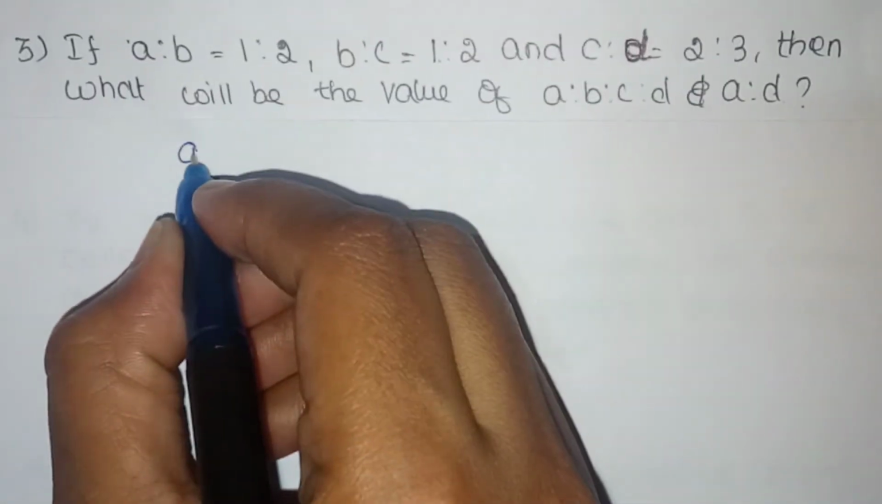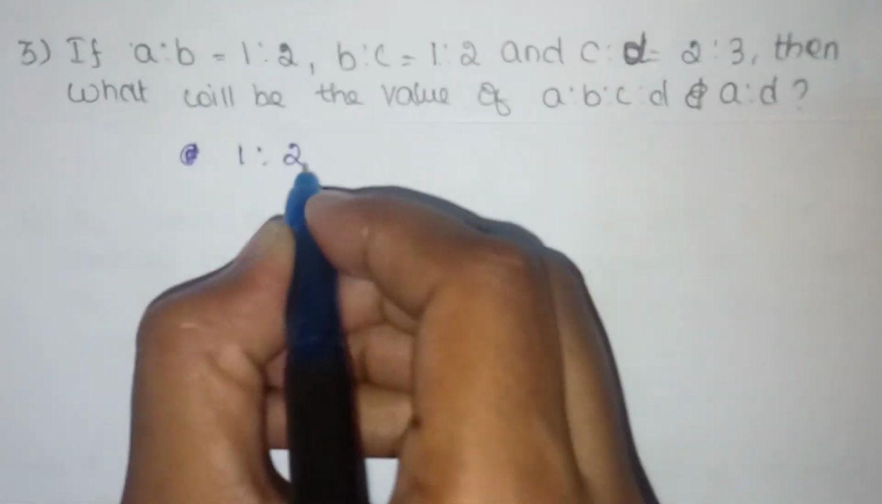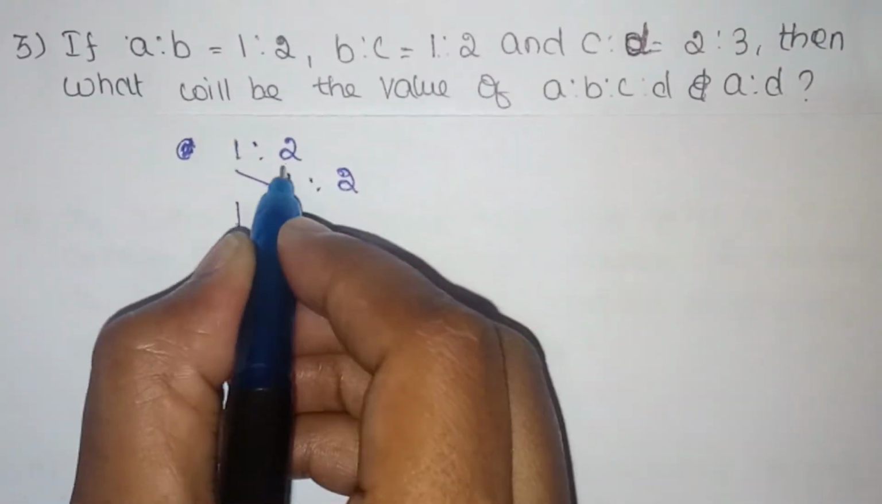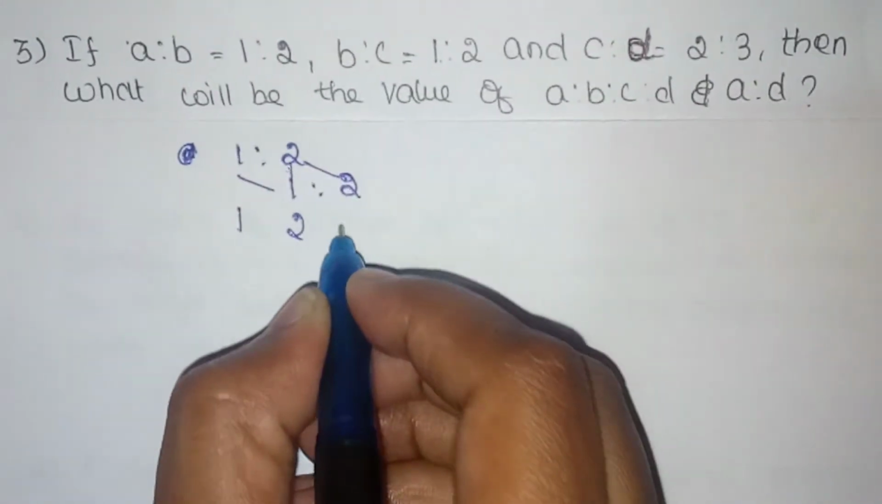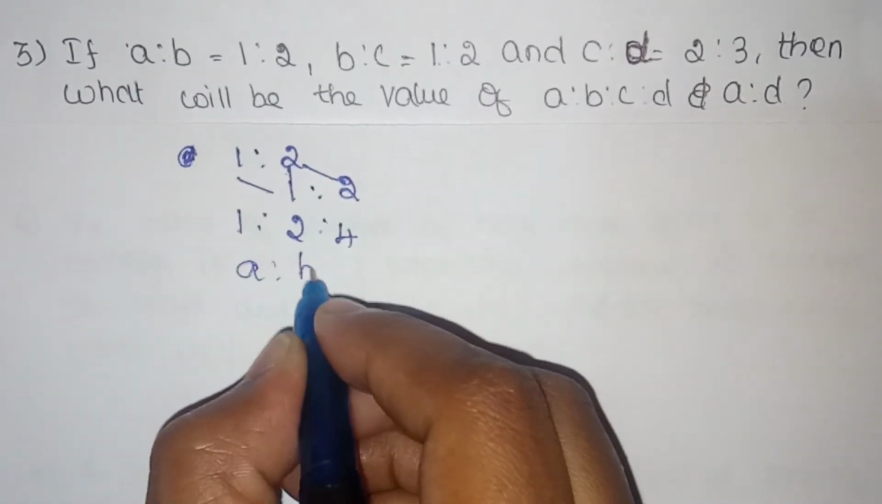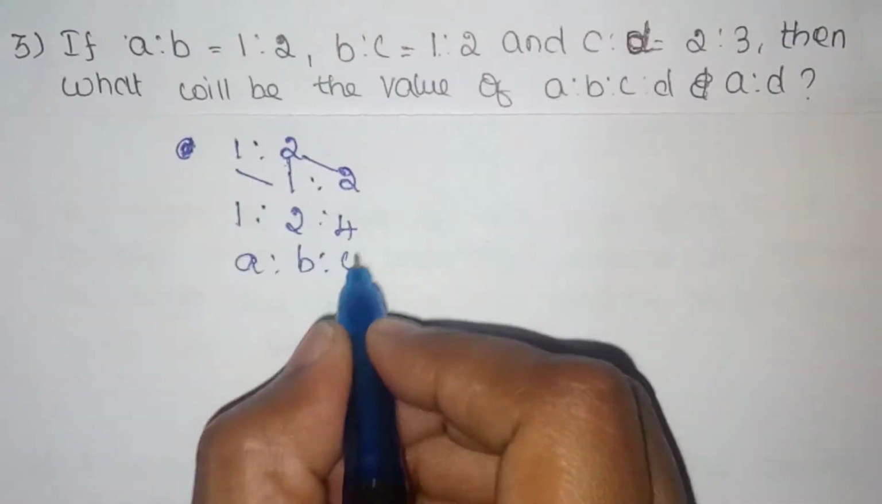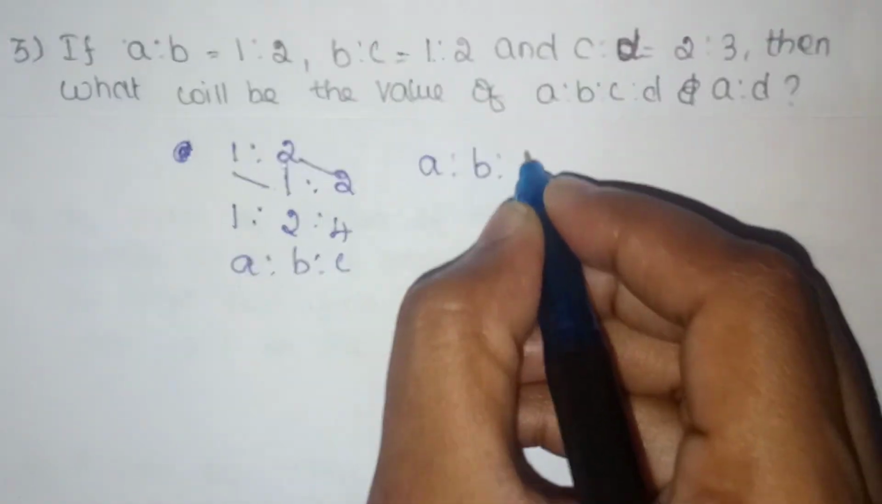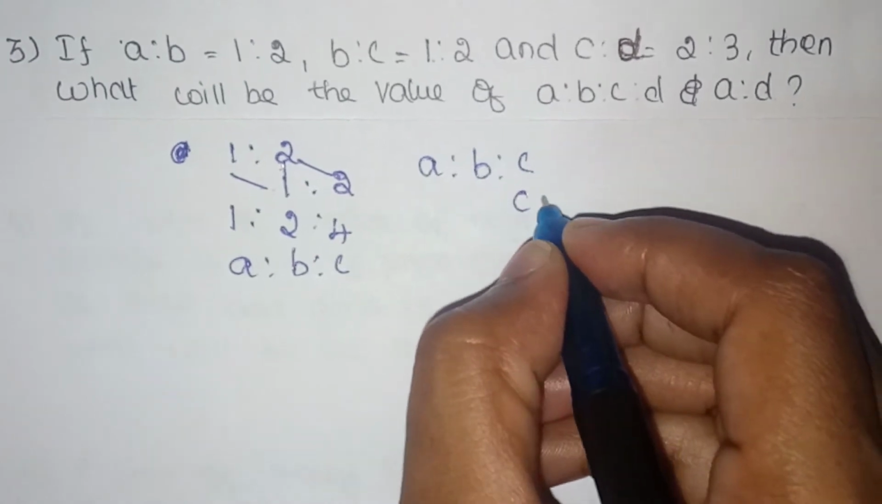So here A is to B is 1 is to 2, B is to C is 1 is to 2. So 1 into 1, 1; 1 into 2, 2; 2 into 2, 4. Now I got a combined ratio, that is the value of A is to B is to C. Now I have to combine this with C is to D. The procedure is A, B, C. You have to write the C value below C and D.